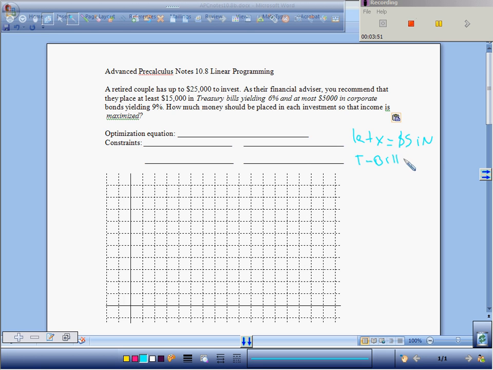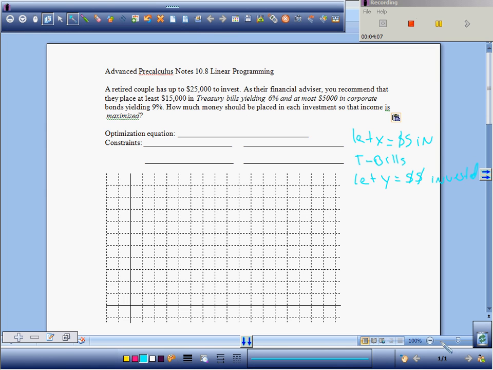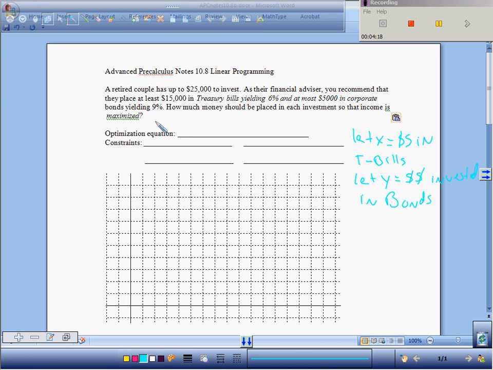And then let y represent, it was easier to write on the board, but I want to record this. Let y equal dollars invested in bonds, okay? Treasury bonds. Is that what it says? Treasury bills, corporate bonds, okay?